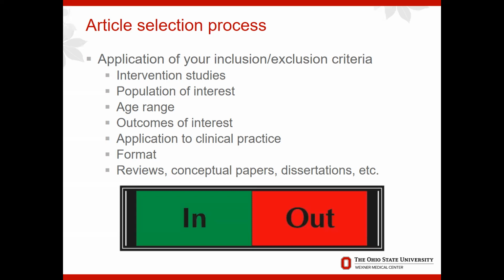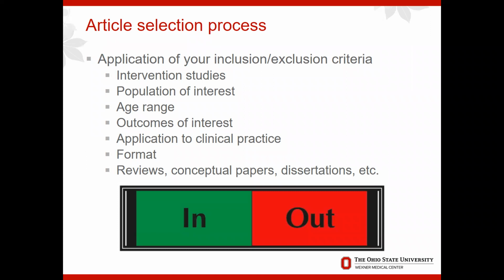This study does not pertain to my population of interest. It's a different age range of individuals. The outcomes of interest are totally off base, so I'm going to kick it out. I don't want it to be part of my final pool of studies. And so I know I just rattled off a couple of those inclusion and exclusion criteria that pertain to the population, age range, and outcomes for your final project.